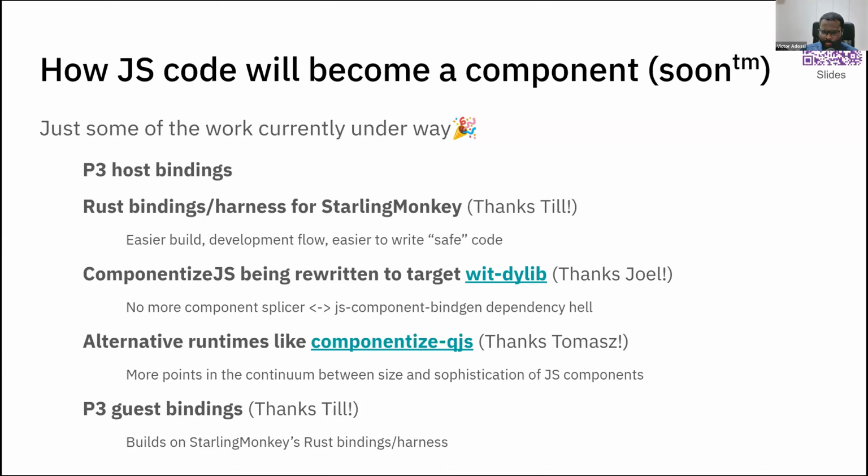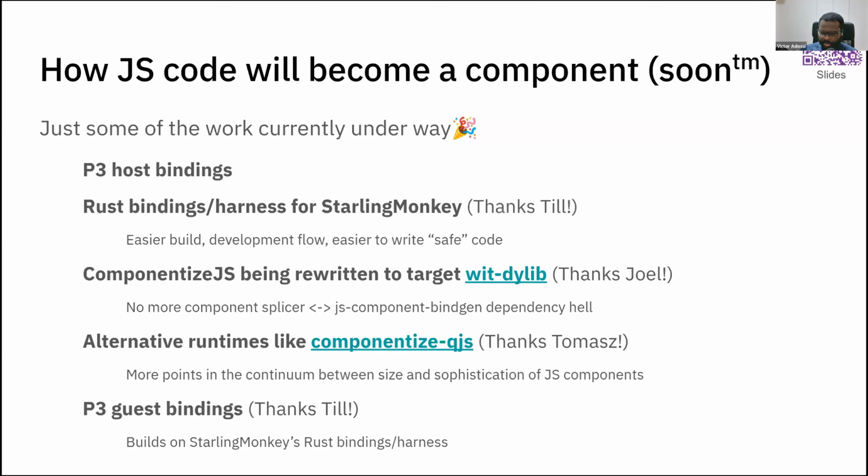Till has started working on Rust bindings and essentially a harness around StarlingMonkey that makes it, first of all, a lot easier to implement features, well, I'd say easier and safer, and along with doing that, implement features in Rust. And one of the things that falls out of that is that Rust right now has great support for P3 on the guest side. So that makes, obviously, creating P3 a lot easier.